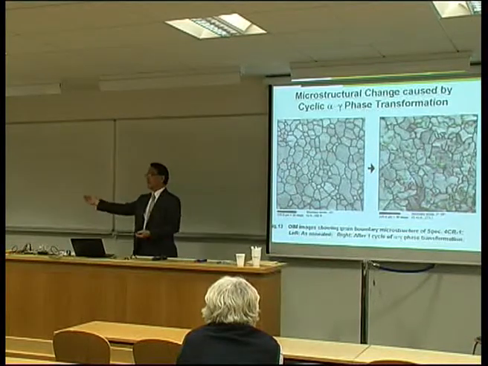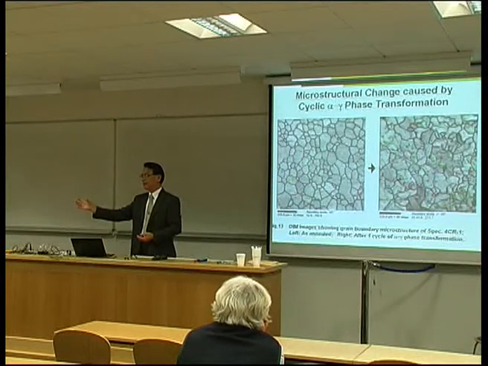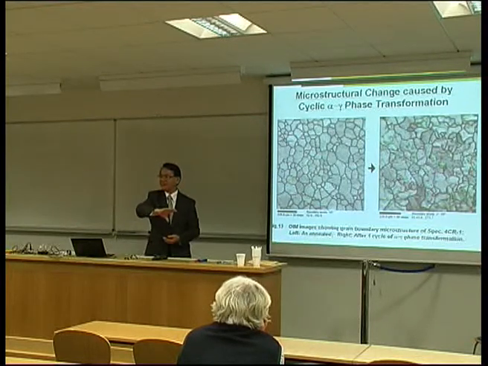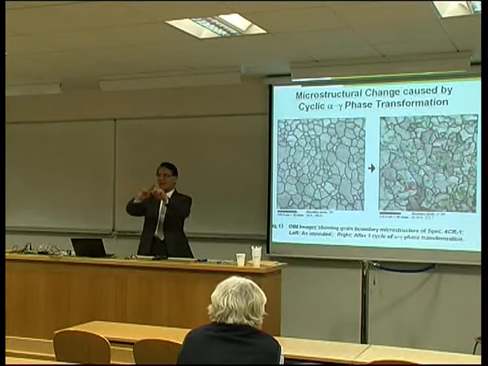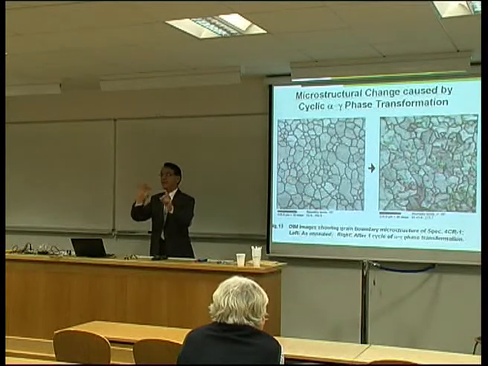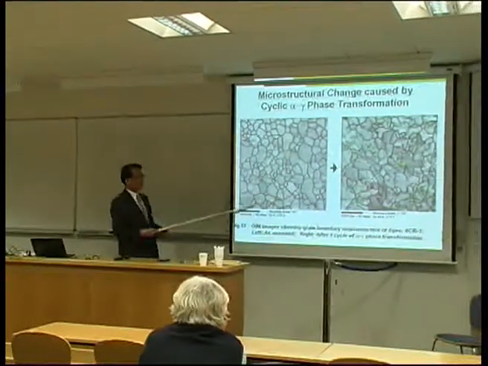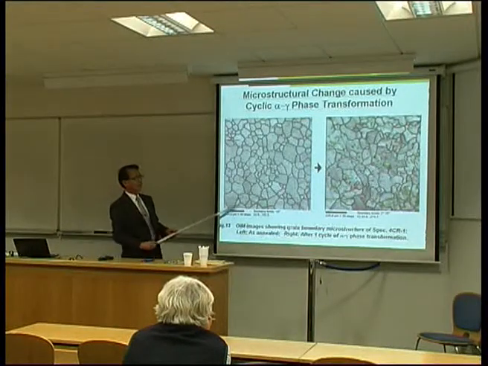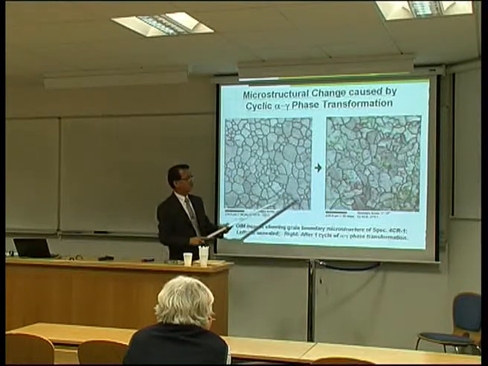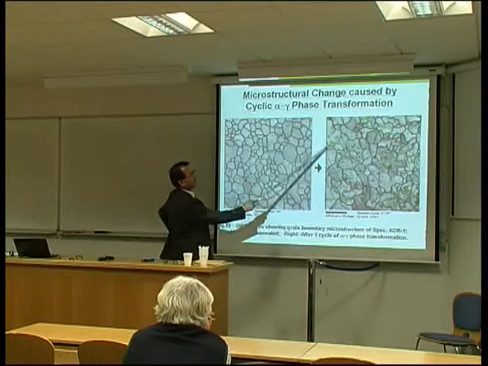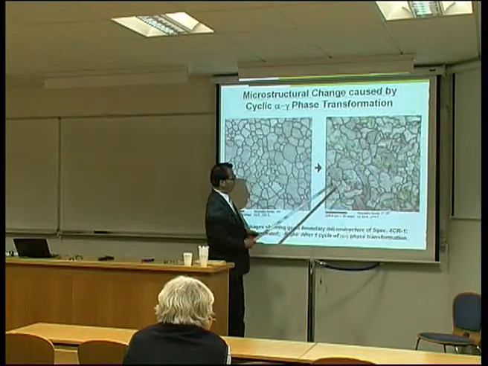And then another interesting finding is this. When we repeat, or cycle, the alpha-gamma transformation and then the gamma-alpha transformation, heating up and then cooling down around the alpha-gamma phase transformation temperature, this is the initial microstructure before phase transformation. And then by cycling the phase transformation, as you see, grain growth occurs.